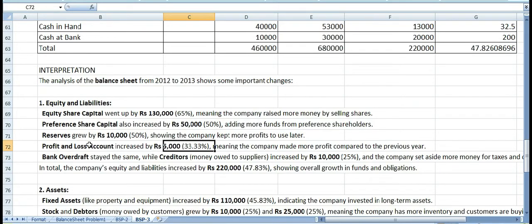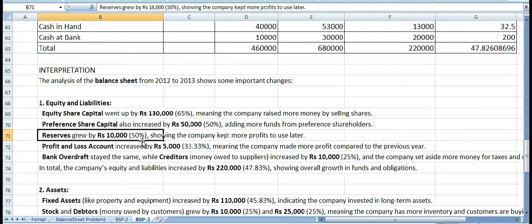Next is reserves. The company has grown its reserves. Profit kept for emergencies or for later use is called reserves. Now the reserves have increased by 50%. Next, the profit and loss account has increased by 33.3%, that is 5,000. The company has made more profit compared to the previous year. Next, bank overdraft stayed the same, while creditors, money owed to suppliers, have increased by 10,000 rupees. There is a 25% increase in credit.